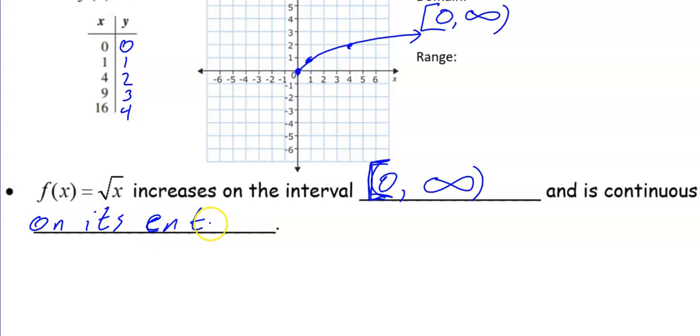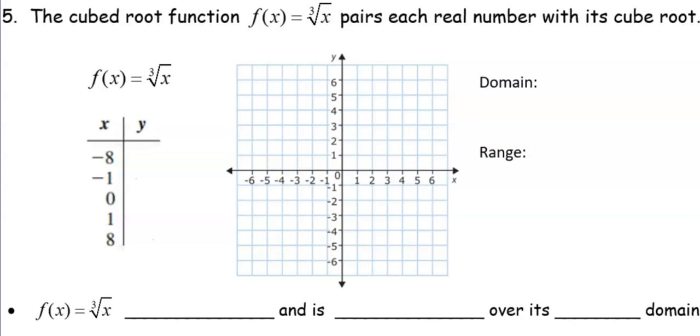Boom. Easy peasy. You can always make a t-chart, always graph them in your calculator. Well, what if we take the cube root?